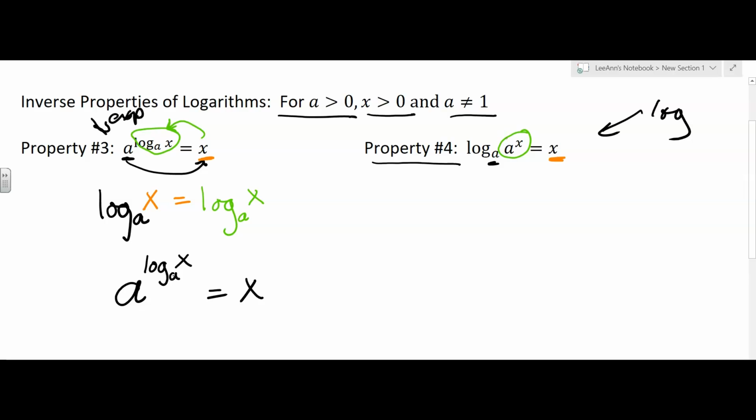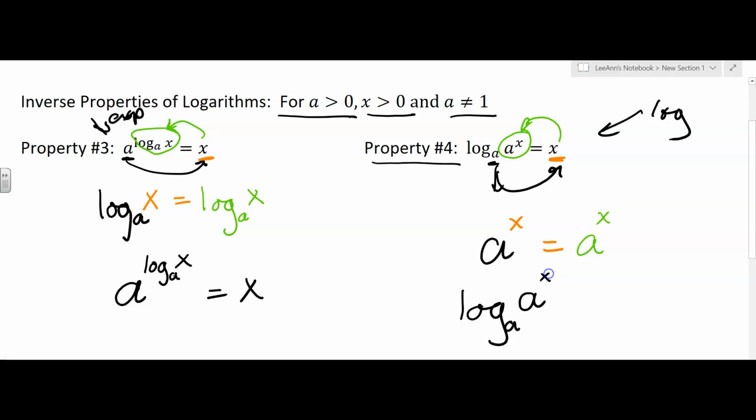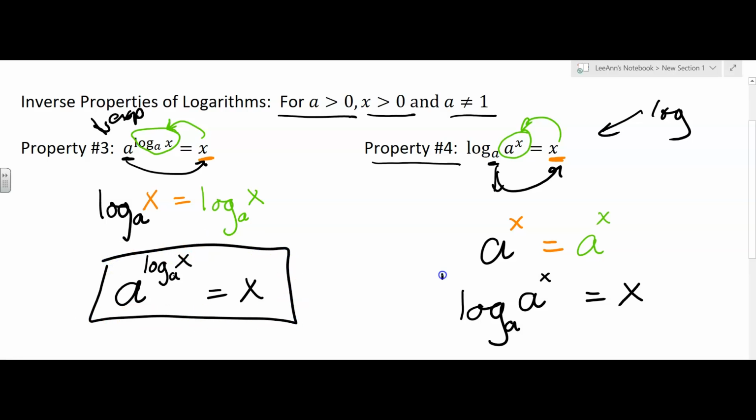So if I want to write it as an exponential equation, I take the base, a, I go over and get the exponent, which in this case is x, and then it's going to equal the argument. And the argument's right there, a to the x. So yeah, you get the same thing on the left as you do on the right. So what is this property telling us? It's saying, well, if you have the logarithm and the base is a, but in the argument you have a to some exponent, that whole thing is just the exponent. Okay? All right, so property 3 and property 4.